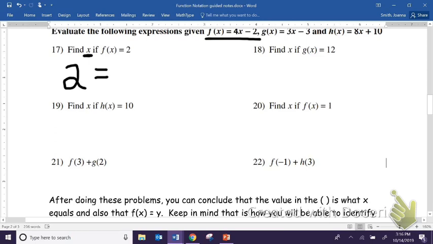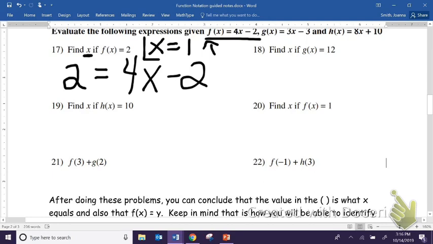2 will be equal to, because where's f of x? F of x is right there. So 2 is equal to 4x minus 2. Can you solve for x? I know I can. Pause the video and solve it now. If you got x is equal to 1, that is the correct answer.